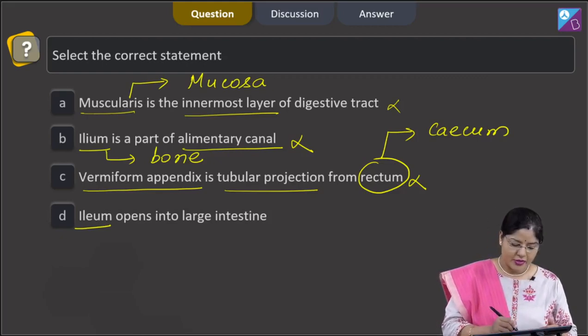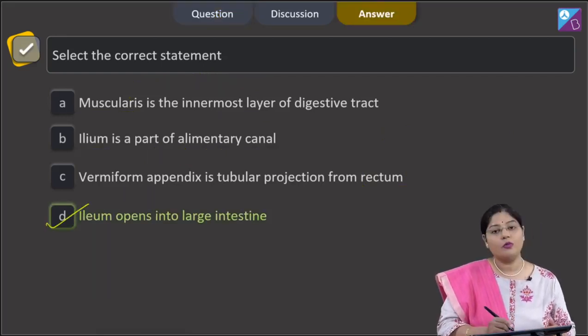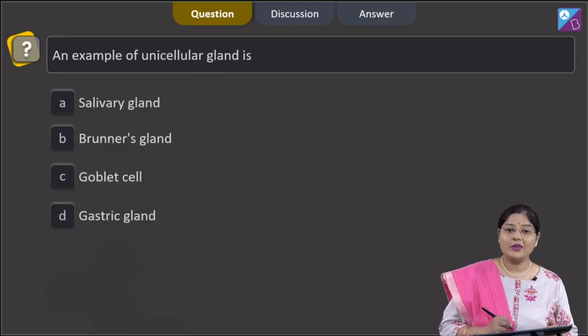So, the correct answer to this question is option number D, ileum opens into large intestine. Proceeding to the next question.